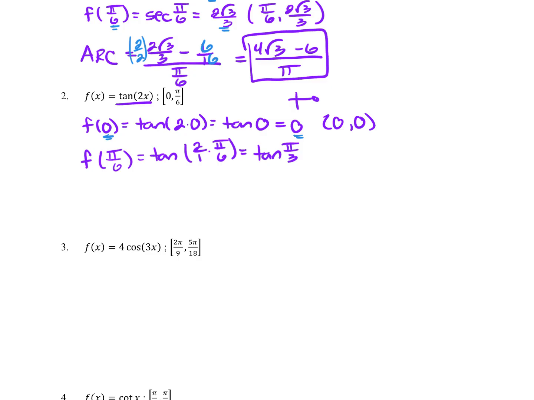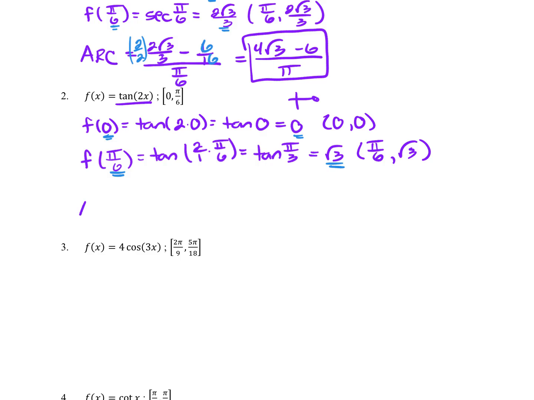This is where it gets tricky. The x value is pi over 6, but when we evaluate the unit circle, it's at pi over 3. Tangent of pi over 3 is radical 3. So the ordered pair is pi over 6, and square root of 3. This is where labeling your work is also helpful. This is what we're evaluating.